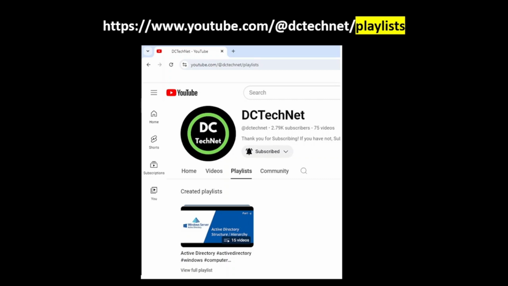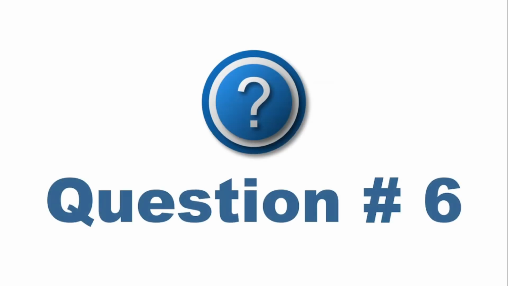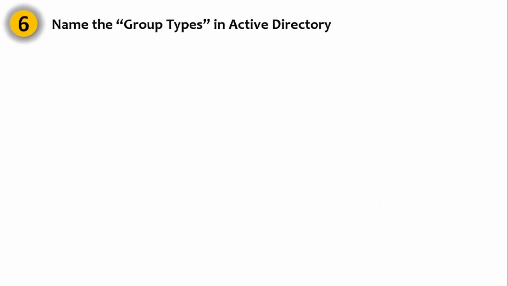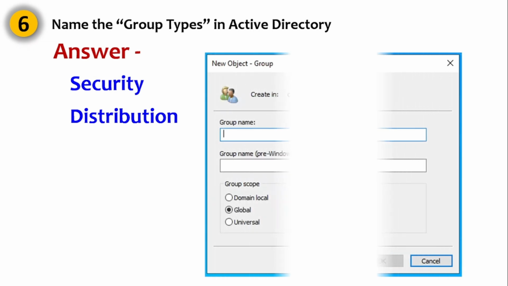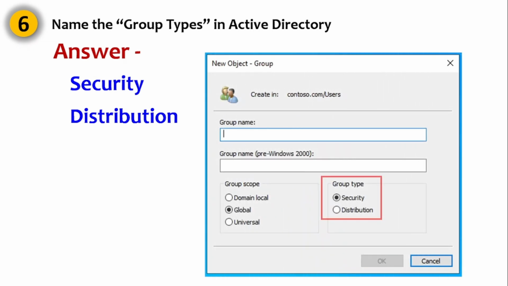So let's go ahead. Question number 6. Name the group types in Active Directory. So the answer is, we have 2 types of groups in Active Directory: security group and distribution group. Here is the picture. So we have 2 types, security and distribution.